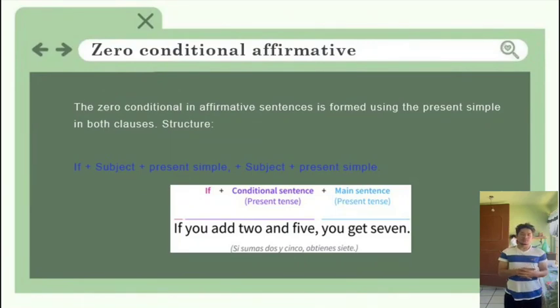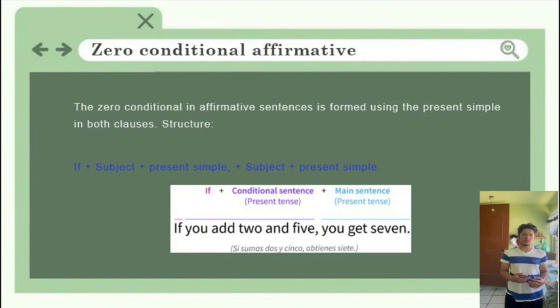This conditional is called zero because it is formed with the present simple in both clauses and is used to express cause-effect relationships that are always true. The structure of the affirmative zero conditional is the following: present simple plus present simple. For example, if you heat water, it boils. When the sun goes down, it gets dark. If I eat too much, I feel bad.